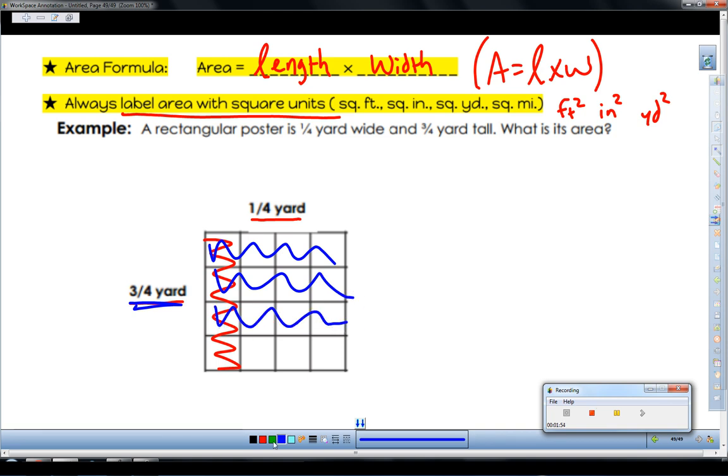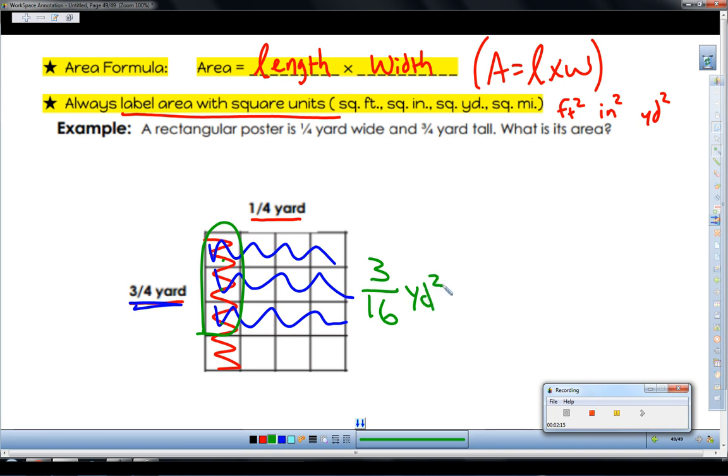The answer is our overlap. So how many boxes have both blue and red? 1, 2, 3. How many boxes are there total? Right, that is 4, 8, 12, 16. Our answer is 3/16 yards squared.